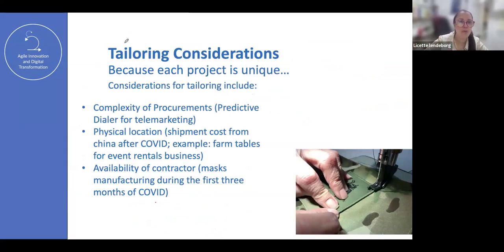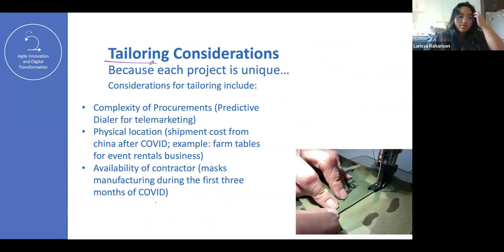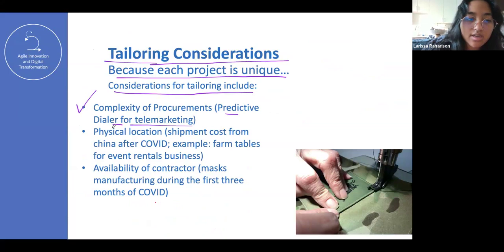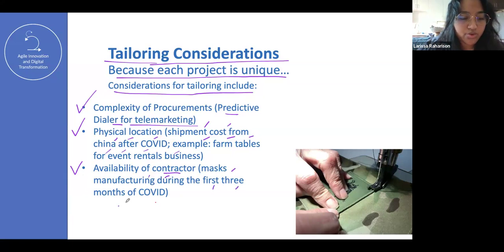Now, Miss Larissa, can you help me read the tailoring considerations? Yes. Tailoring considerations. Because each project is unique, considerations for tailoring include complexity of procurement, physical location, availability of contractor.